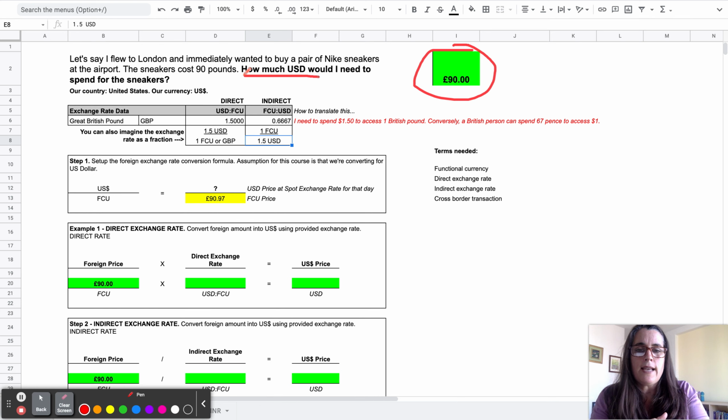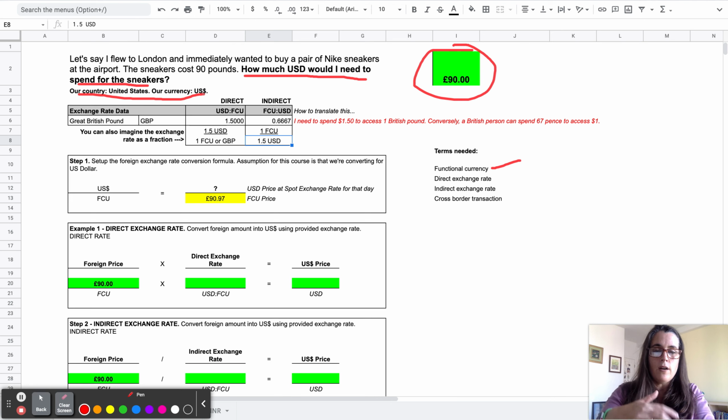The key question here is, how much in US dollars do I need to spend for the sneakers? We want to learn how to compute that. And to do that, we need to understand a few terms up front. The first thing is that we are dealing with two functional currencies. We're dealing with what's called a domestic currency, which is the US dollar. We are the person analyzing this transaction, and our home currency, meaning the currency sitting in our pockets, is US dollars.